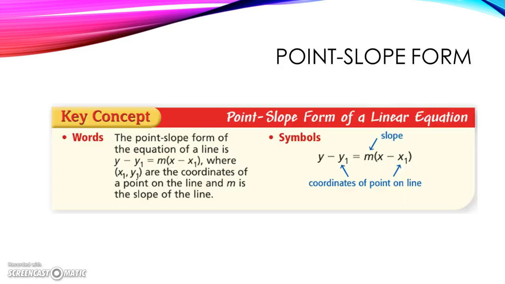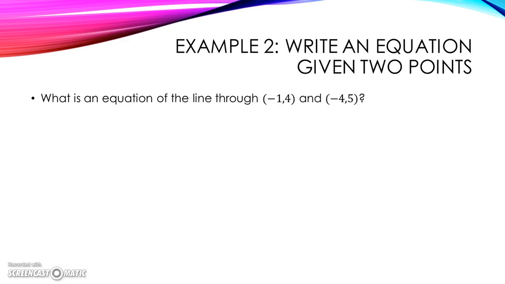Next one we're going to do is point-slope form, y minus y1 equals m times x minus x1, where m is slope, x1 and y1 are a coordinate point on the line, and y and x are just y and x as in the axes. Okay, example 2, we're going to write an equation given 2 points.